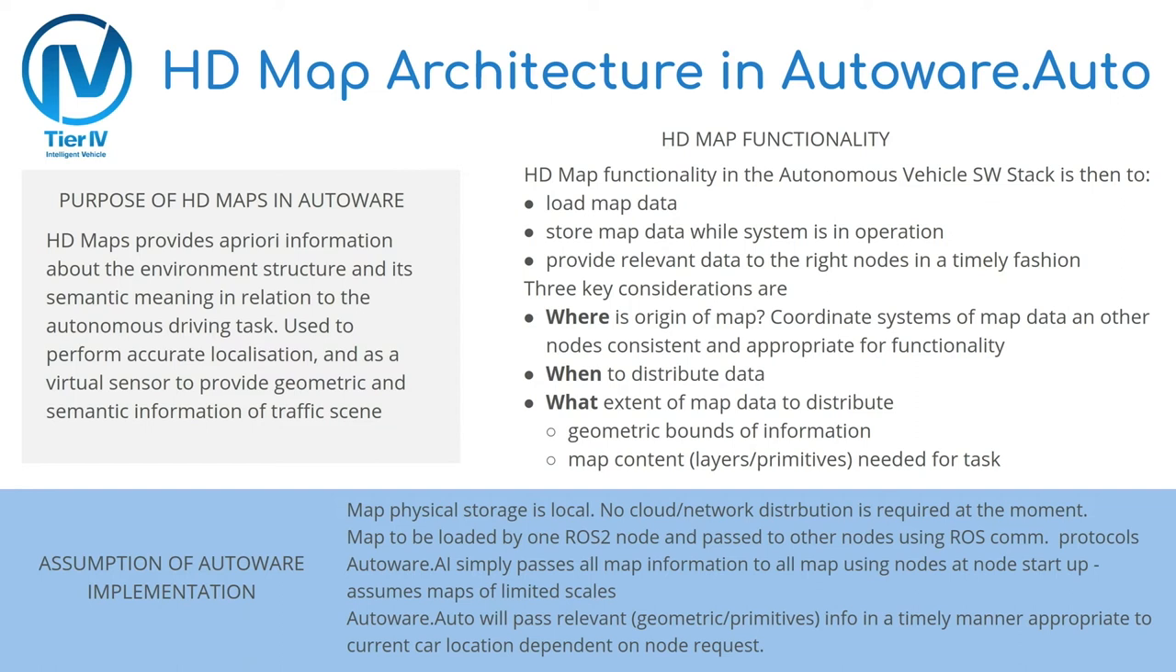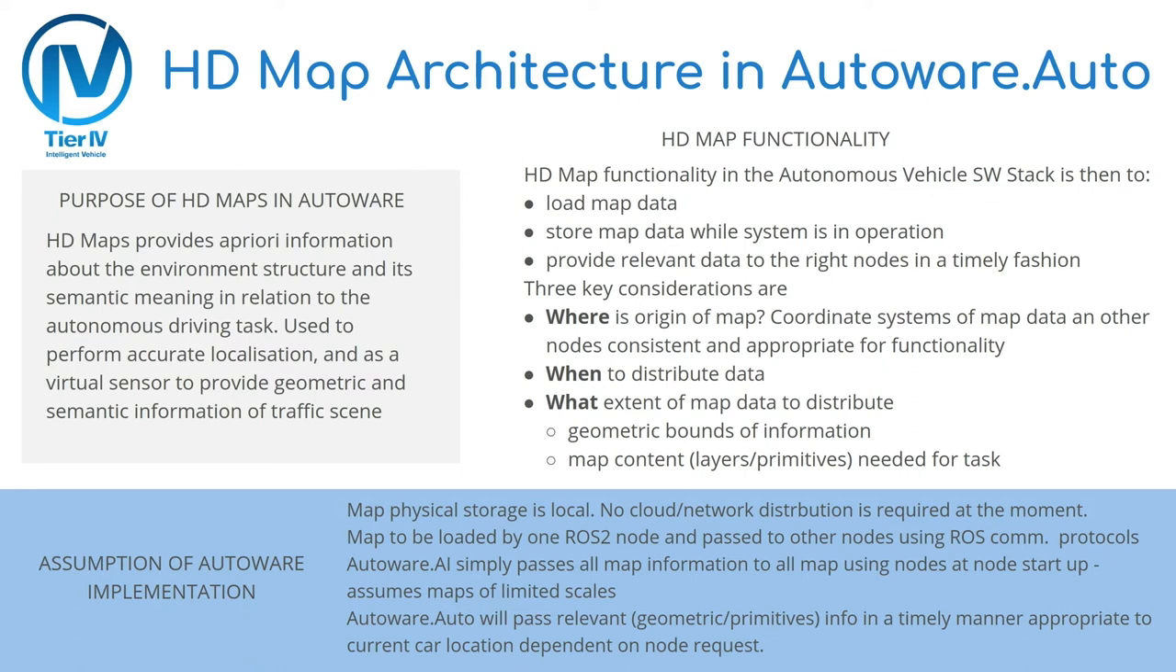1. Where is the origin of the map? We must define a map coordinate system and transforms to and from the local coordinate frame, which are consistent and appropriate for each task. 2. When should the data be distributed? At initialization, or as needed throughout operation? And 3. What extent of the map data should be distributed, whether it be geometric bounds of map data or different aspects of semantic content?